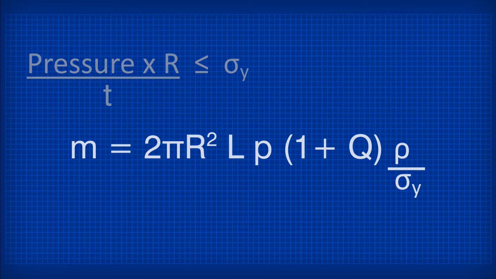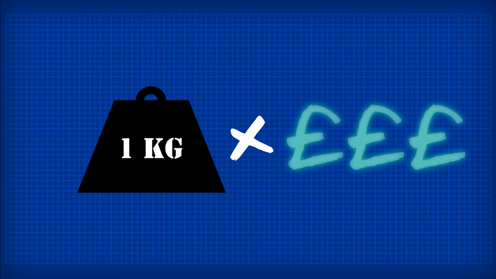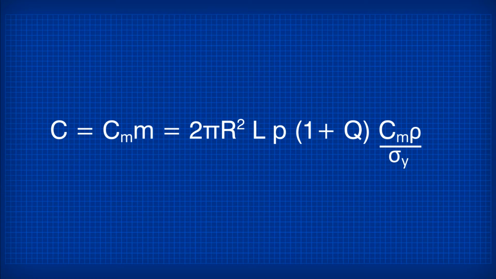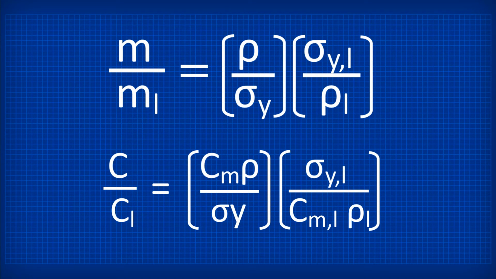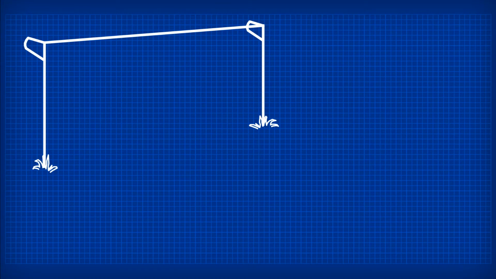The overall cost is simply the mass times the cost per kilo of the material, giving this equation, from which the mass and cost relative to that of a low-carbon steel tank can be derived. To get further, we need a penalty function. The relative penalty function z star can be written as this.